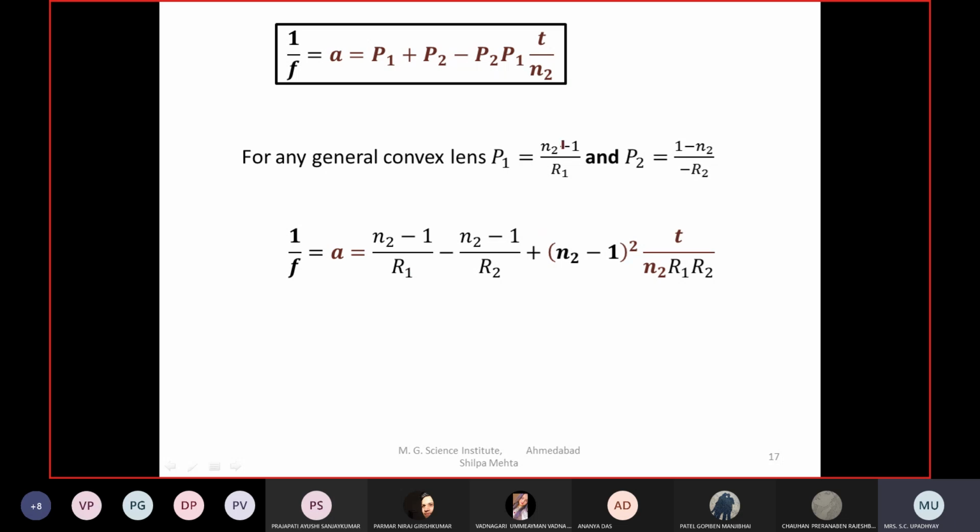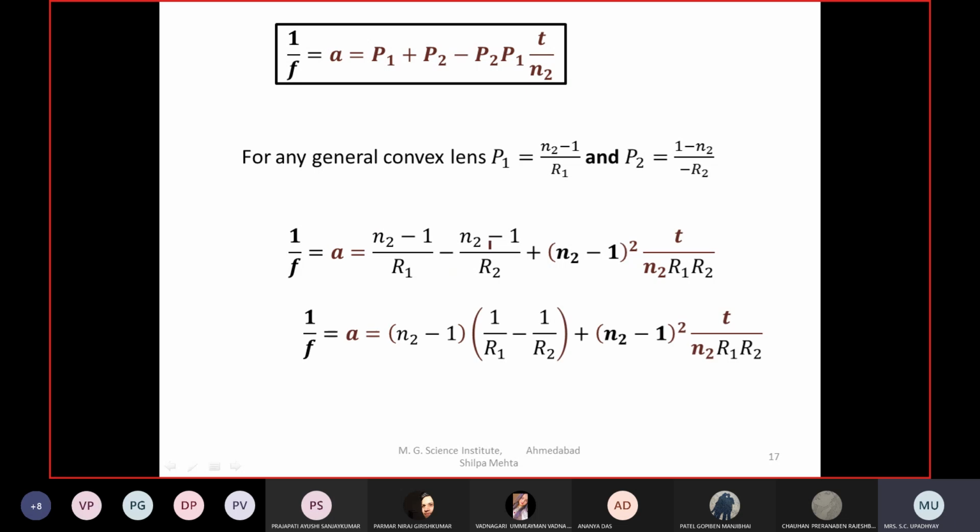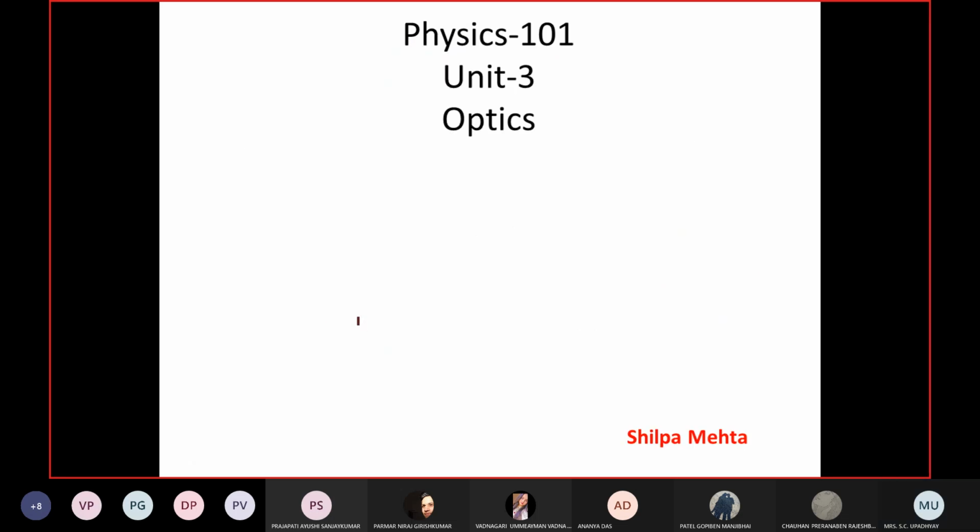So substituting all these values of P1 and P2 in this equation, and n2 minus 1 is common from the first and second terms, we get this type of equation: 1 upon f equal to n2 minus 1 in the bracket 1 upon R1 minus 1 upon R2, plus n2 minus 1 whole square t upon n2 R1 R2. So this is the focal length of the thick lens system. So this is about the unit plane.